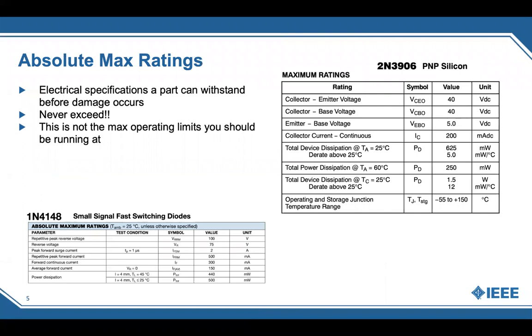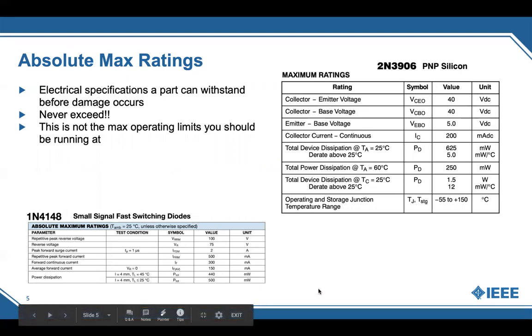These are the electrical specifications a part can withstand before damaging occurs. One important thing to note is that you should never exceed these ratings at all. And these are not the max operating limits that you should be running at either. Once you get to these limits is basically the point where you can say you fried your chip or you blew up your diode or your LED or something like that. So you want to stay as far away from these ratings as you can, just to not mess up any components that you have.